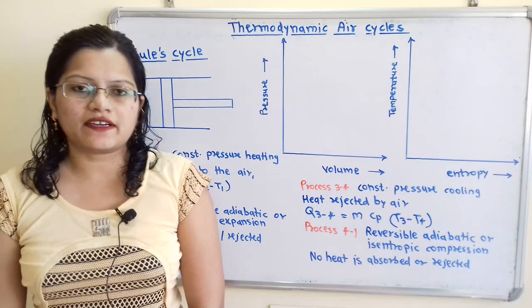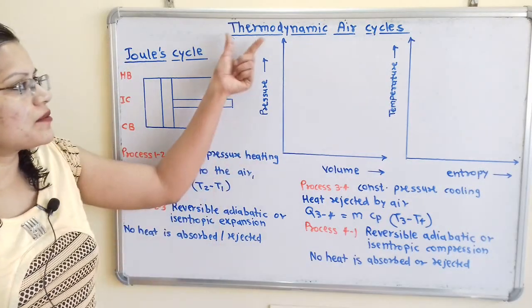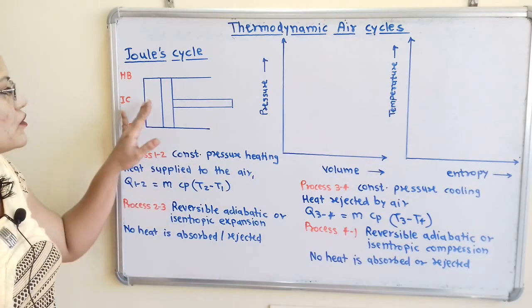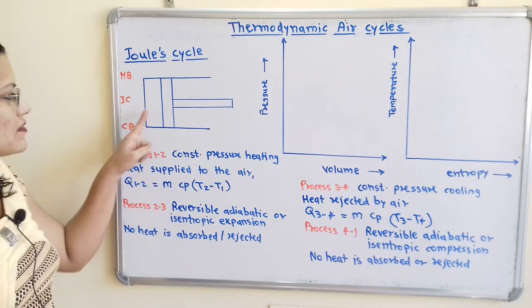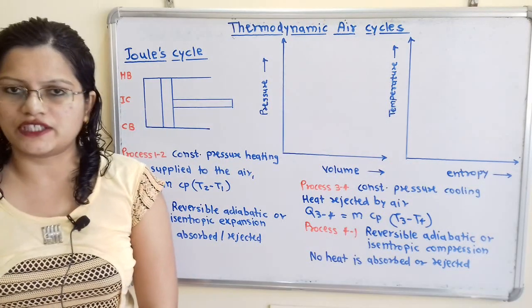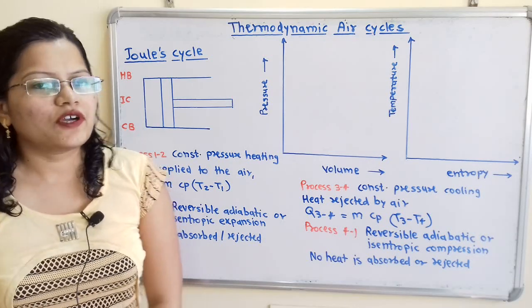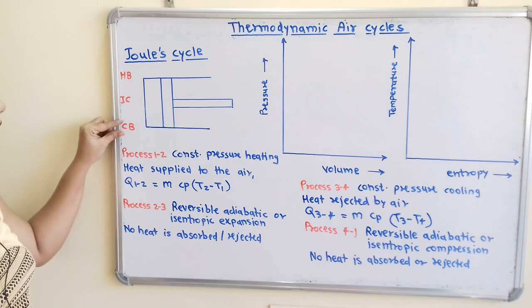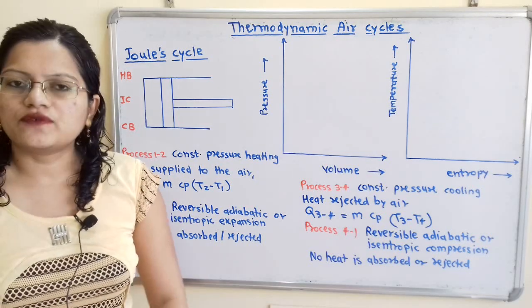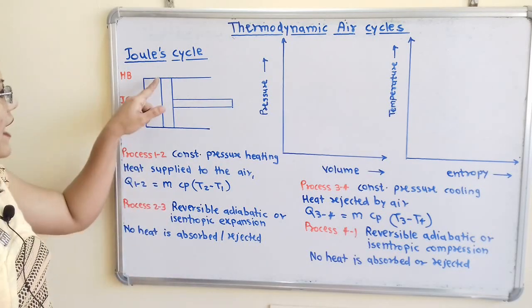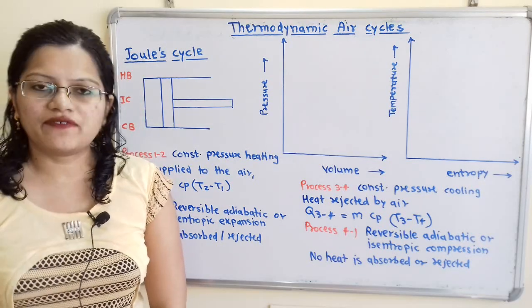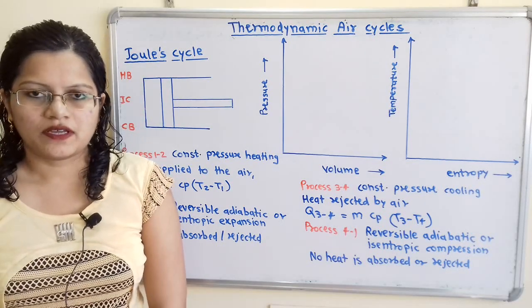As Joule cycle is considered a thermodynamic air cycle, that means air is used as a working substance in this piston cylinder arrangement. If we observe this diagram, here is hot body, insulated cap and cold body, which we have to bring in contact to the bottom of the cylinder one by one for different processes.